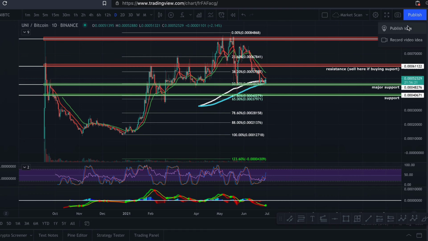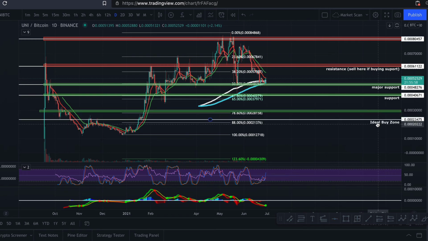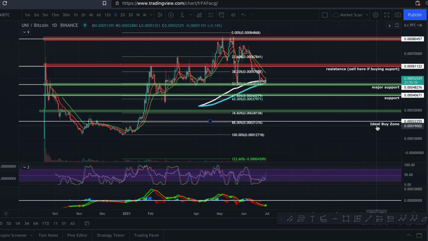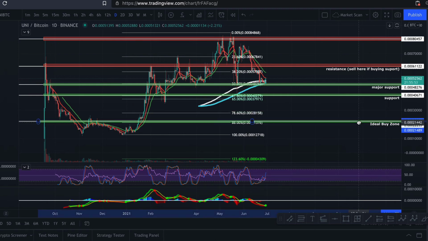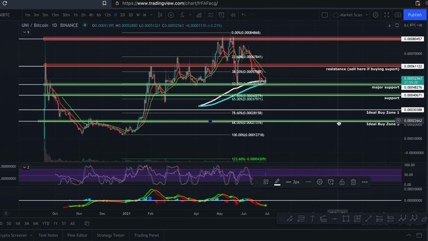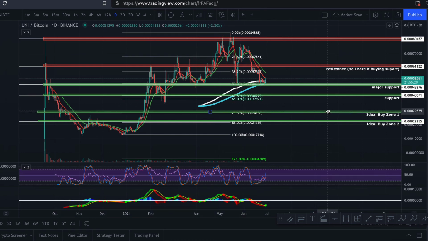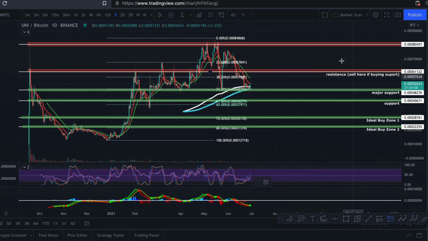So let me publish this. This looks pretty good to me, but actually this is the ideal buy zone if we're being super honest. So I'll say ideal buy zone 1 and 2. This will give me some hints. If it hits these things, then I'll check the dominance level charts, and see, does it line up? If it lines up, then yeah, grab it. I don't know if I want to, I guess I'll short here.